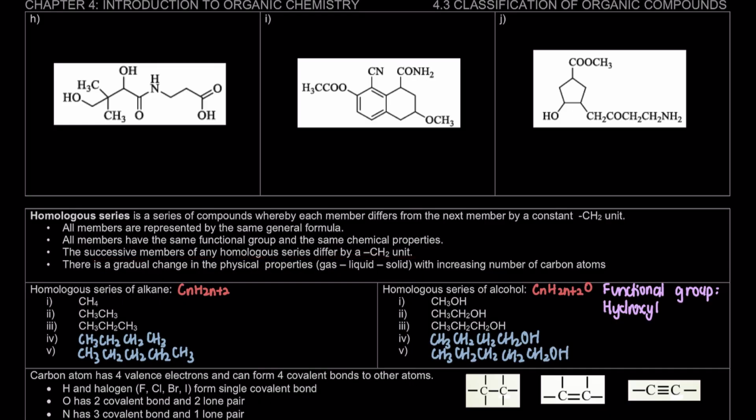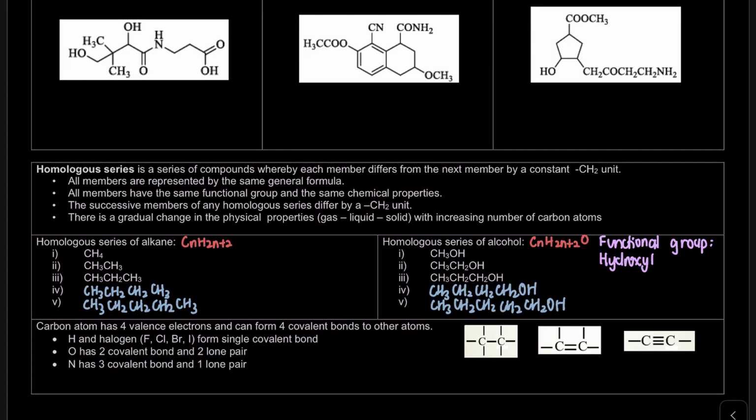So the last characteristic is that there is a gradual change in the physical properties. It means that with an increasing number of carbon atoms, it will change from gas to liquid to solid. So we have learned about the definition of homologous series and the characteristics of homologous series. Now we're going to learn about the ability of carbon to form 4 covalent bonds.